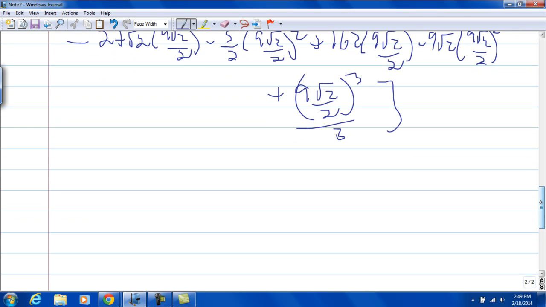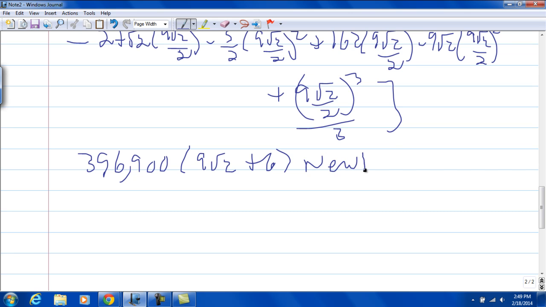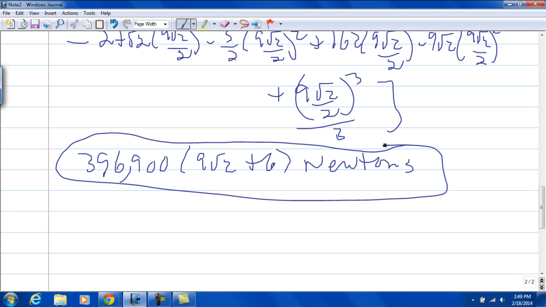Okay, put all this fun stuff in the calculator, and we should come up with 396,900 times 9 root 2 plus 6 newtons. Okay, and that would be the end of this problem. A lot of work for that one.